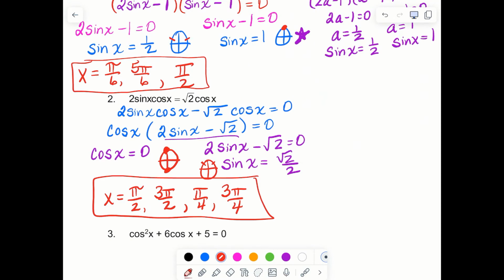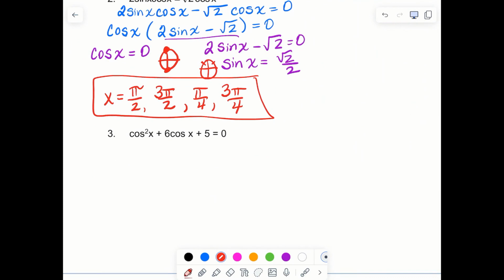So here's what I'd like. I'd like for you to stop the video and see if you can do number 3. See if you can do the factoring and get that one done and then come back. So do a little pause and come back to me. All right, let's see how you did.